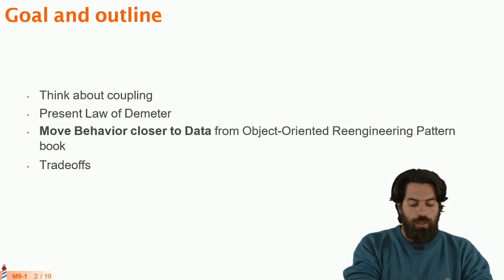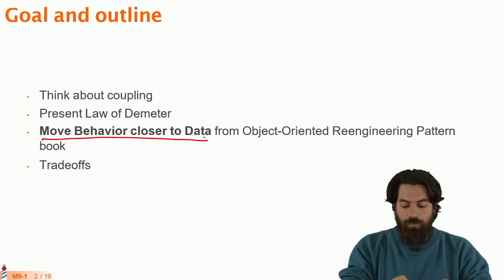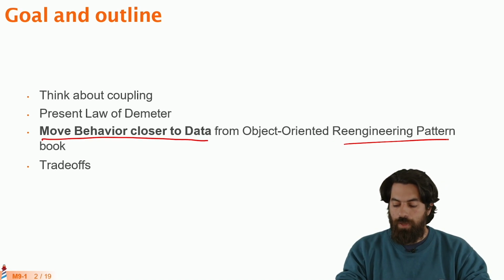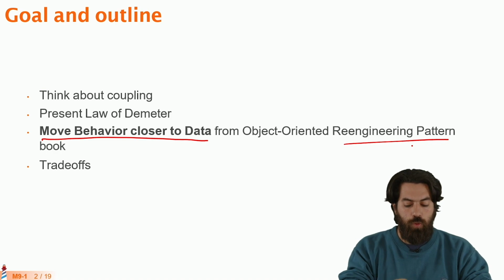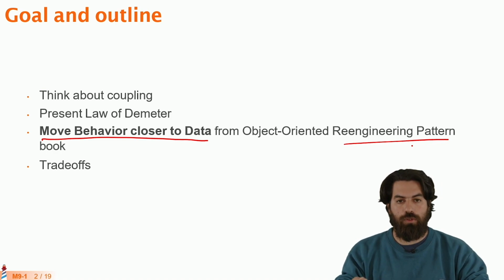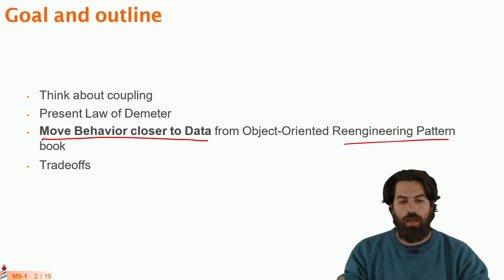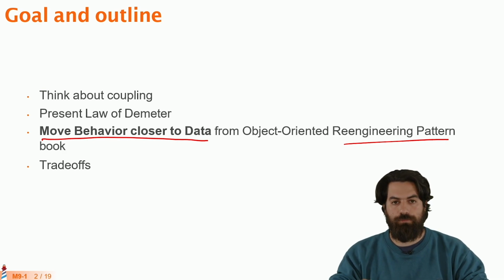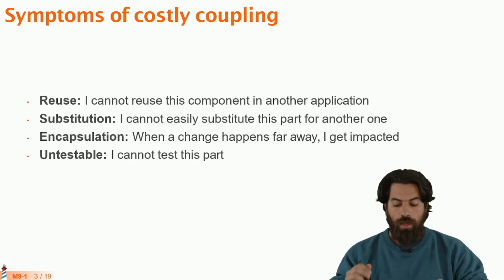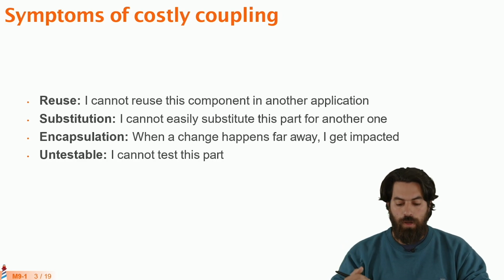We are going to discuss the move behavior closer to data pattern. It's a reengineering pattern from the Reengineering Pattern book. And we are going to discuss some of the trade-offs of this Law of Demeter, which can have benefits and some drawbacks. Now, have you ever found yourself in one of these situations?